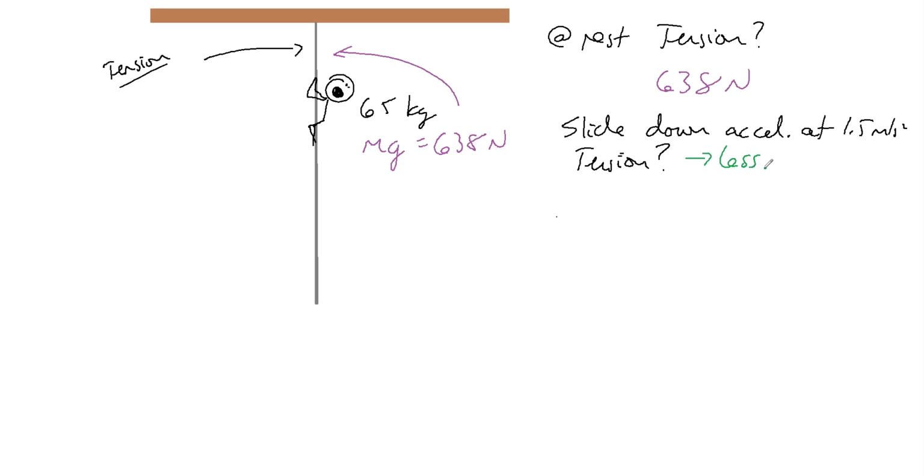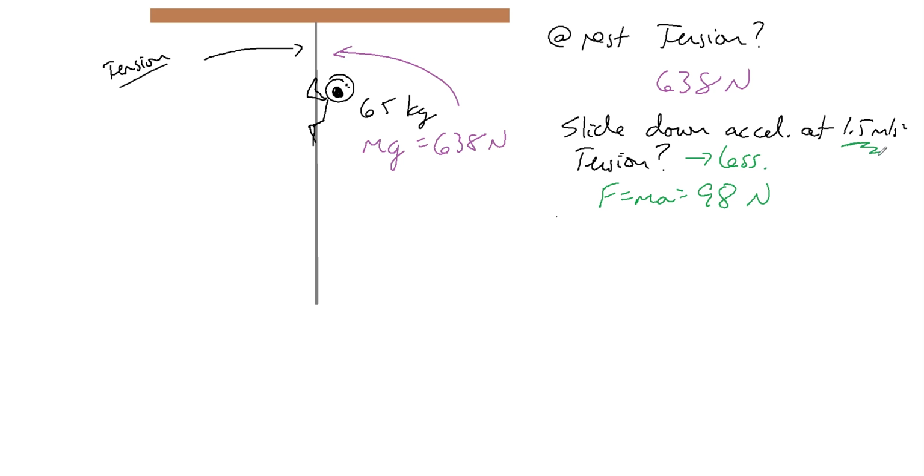Well, how much less? Well, I've got his mass and I've got an acceleration. Let's just put those two together. If I do F equals ma, 65 times 1.5, we'll just round off, we get 98 newtons. That 98 newtons is being used to move him. That's his acceleration right there.